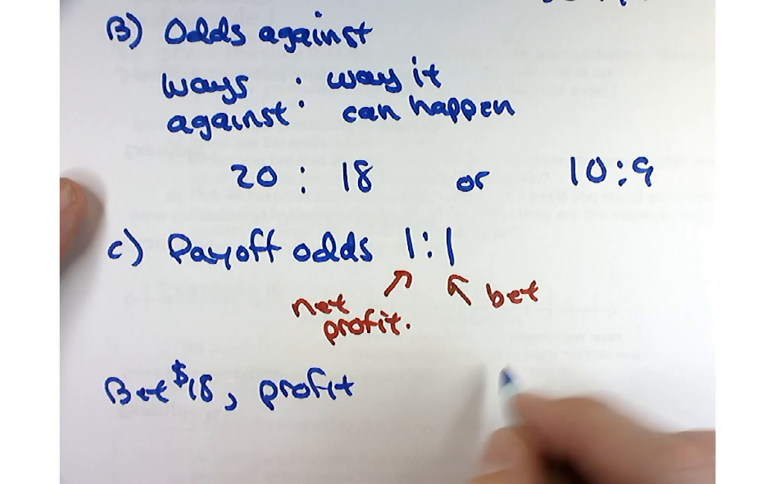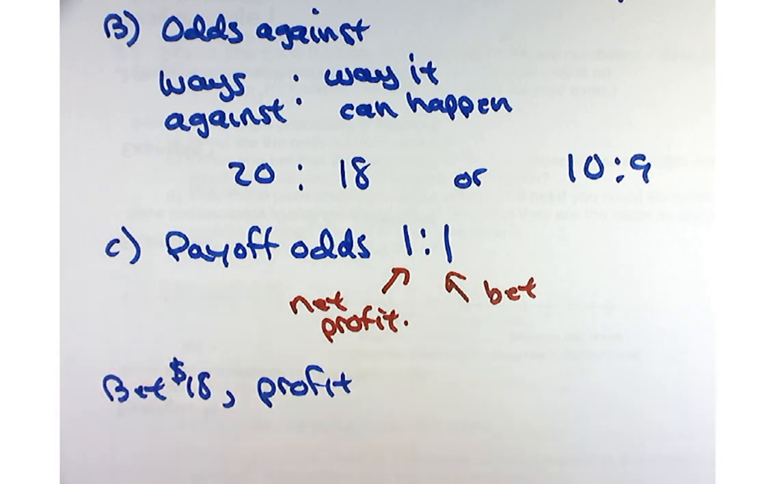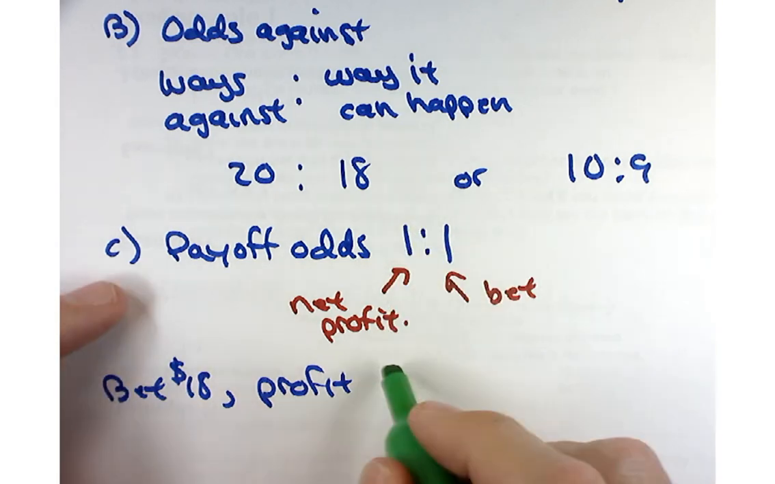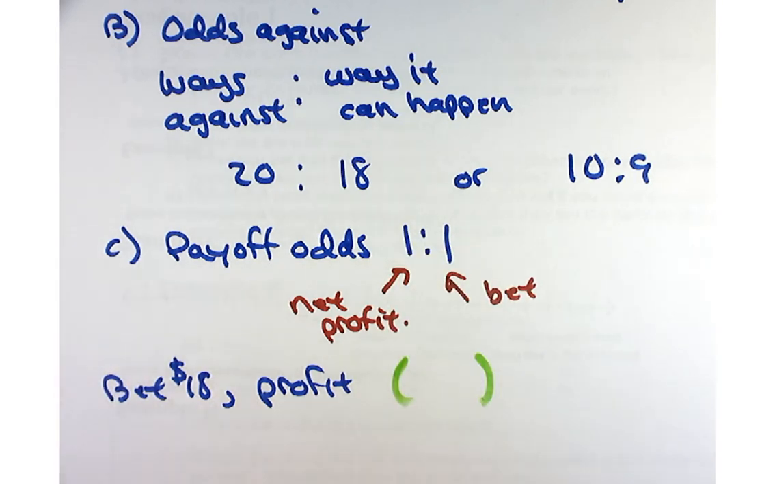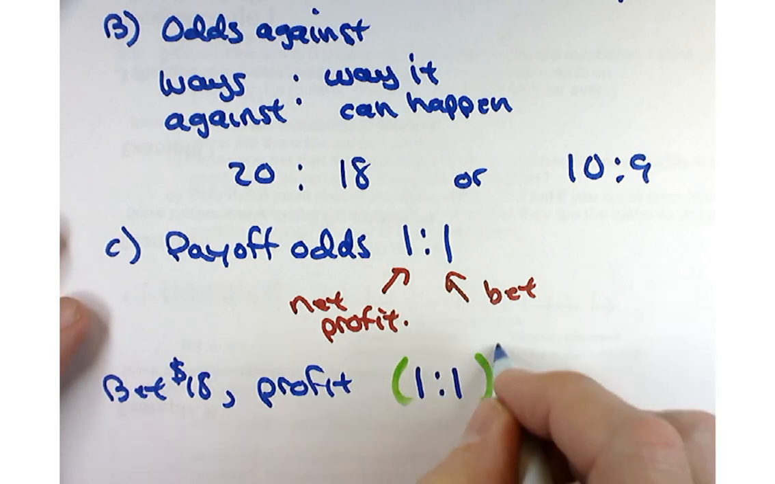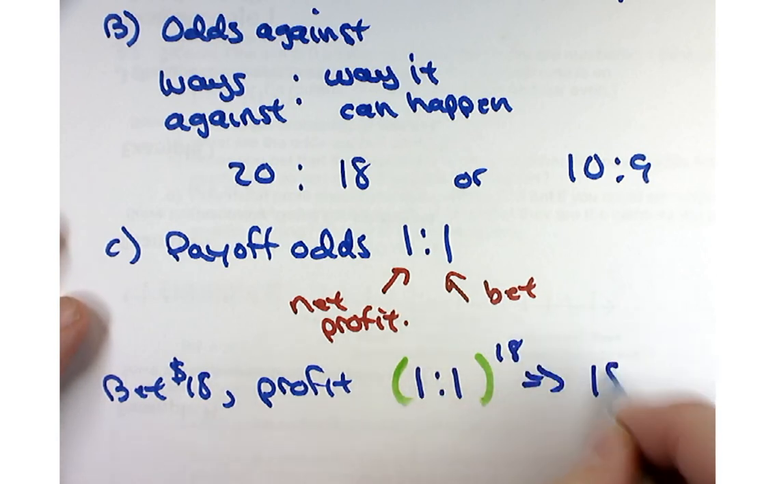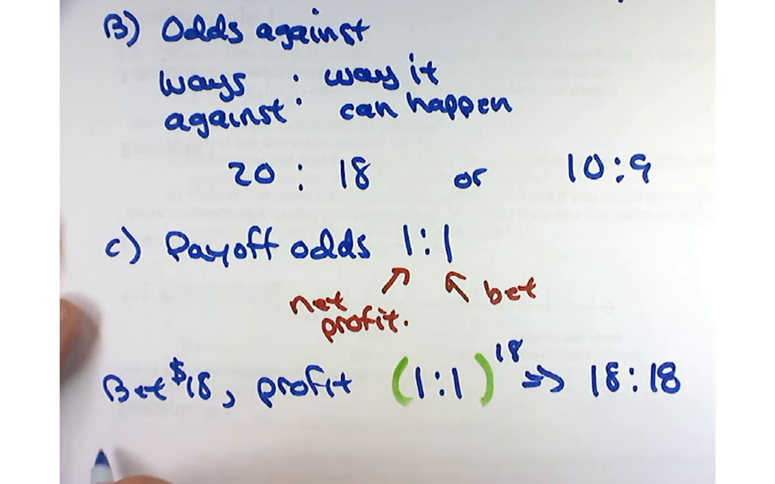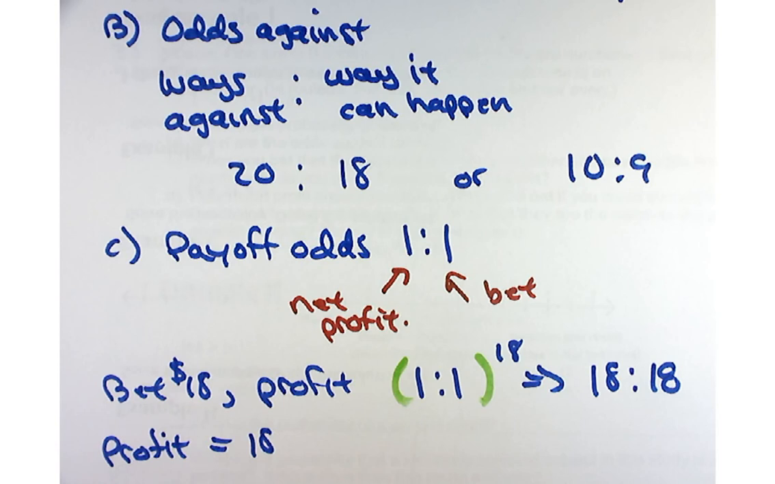So if you bet 18, you can kind of think of doing this: if you take your 1 to 1 and you multiply by 18, that would be $18 profit for every $18 bet. So the profit would be equal to 18. All right, cool.